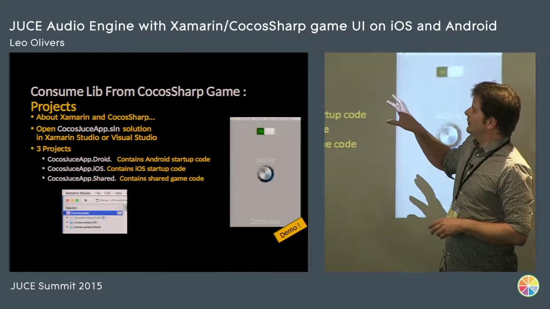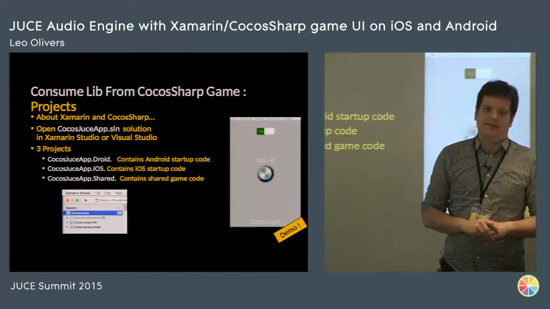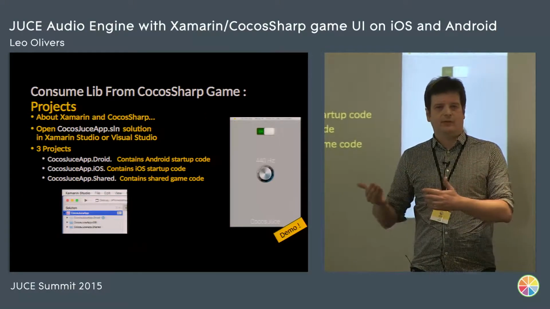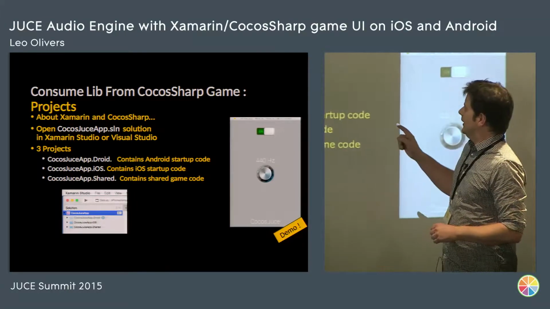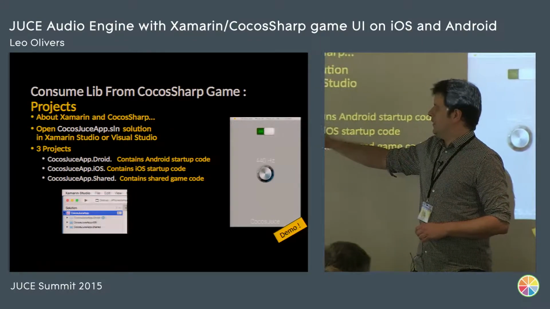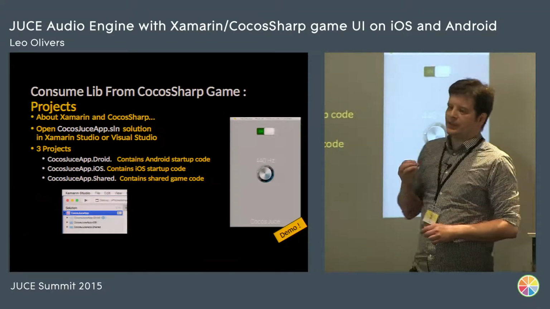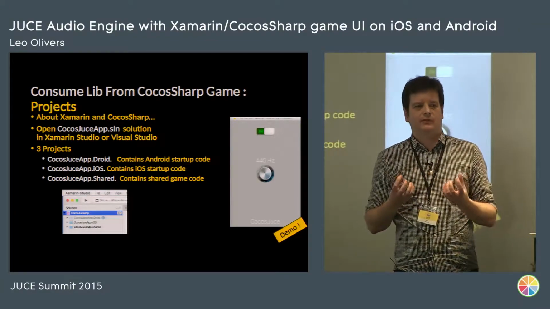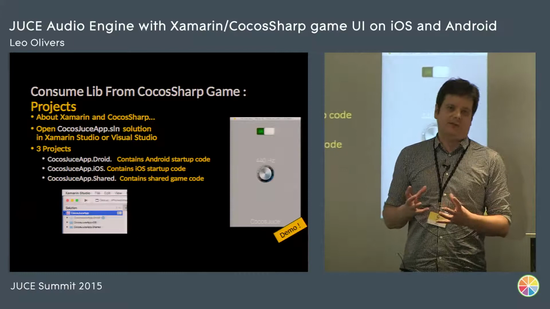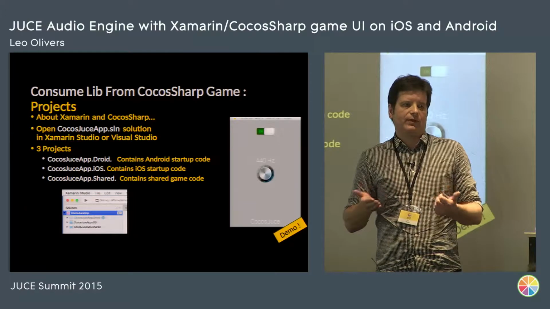When you download the source code, you will find a solution called CocosJuice app.sln. You can open that either in Xamarin Studio or in Visual Studio if you have the Xamarin business license. Then you will see 3 projects in there: one project for Android, one for iOS, and one shared project. The Android and iOS projects typically contain just a little bit of startup code that's necessary to bootstrap things, whereas the shared project contains the bulk of the UI coded against the CocosSharp APIs, which are also naturally cross-platform.